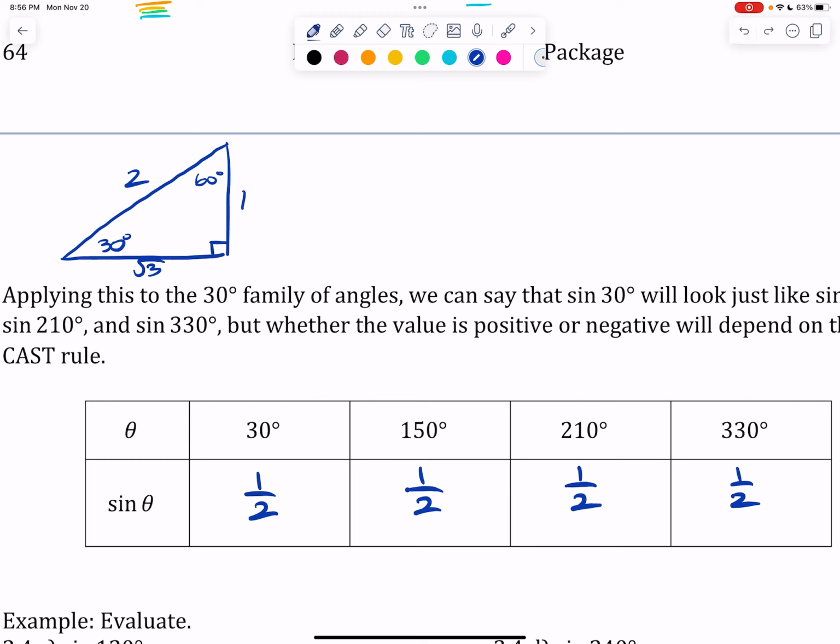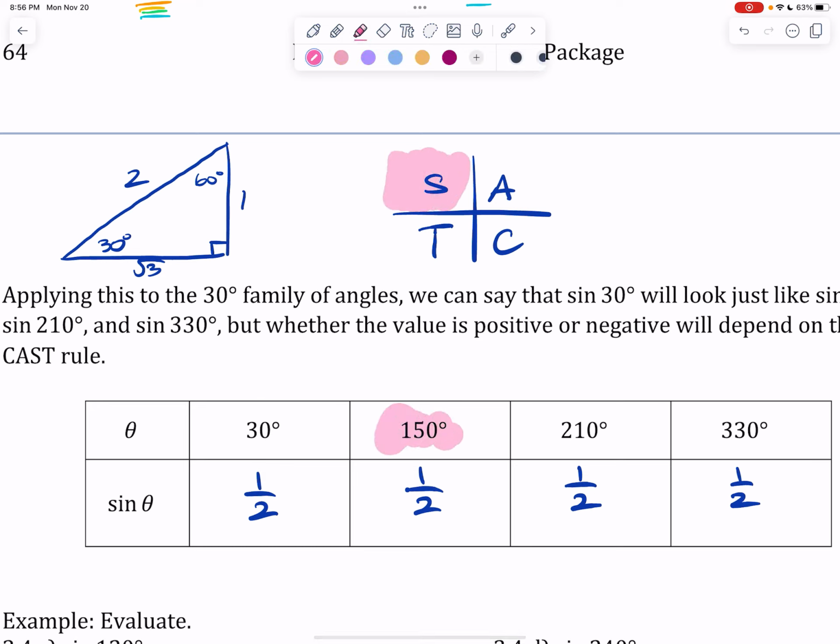For that, we use the CAST rule. C, A, S, T. So an angle of 150 degrees, and that's over in quadrant 2. And in quadrant 2, sine is positive. So this 1/2 stays as 1/2. It's already positive, that's all good.